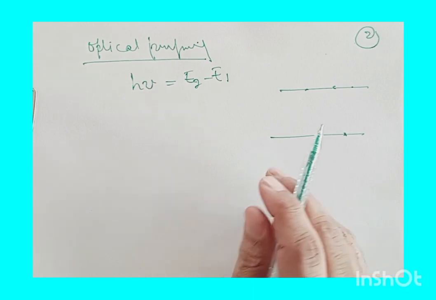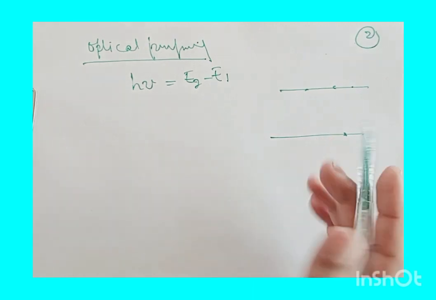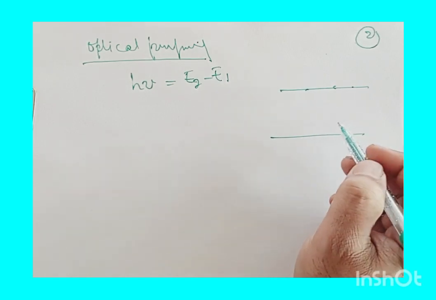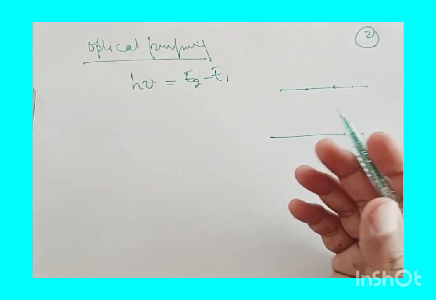Now, if this material is in the form of a gas, say for example, then the population inversion can be obtained by another method known as electrical pumping.